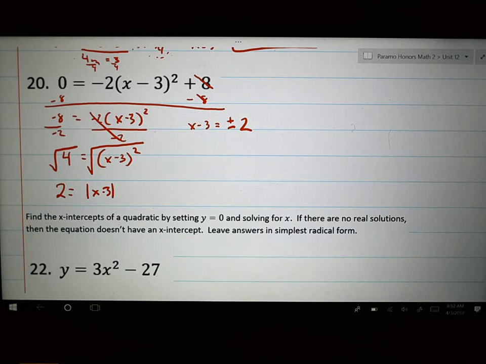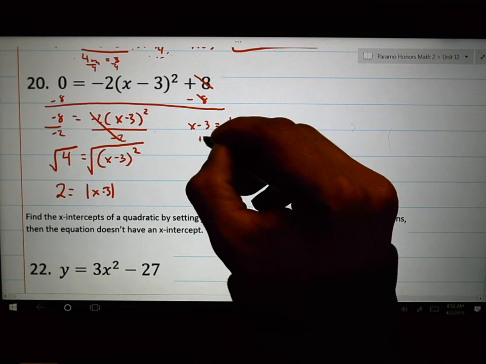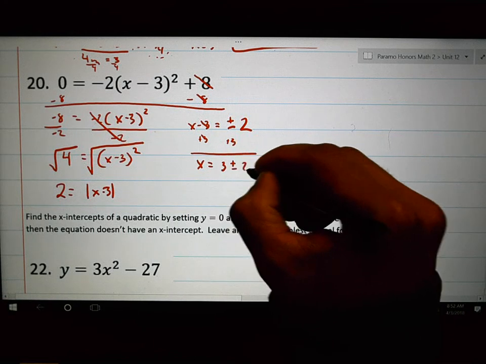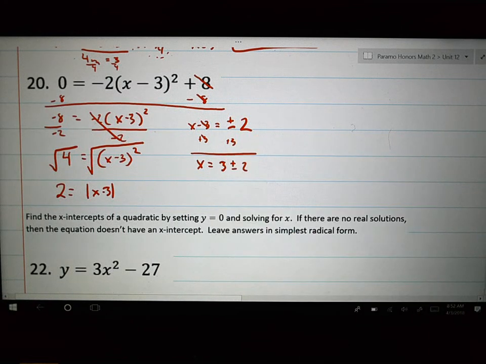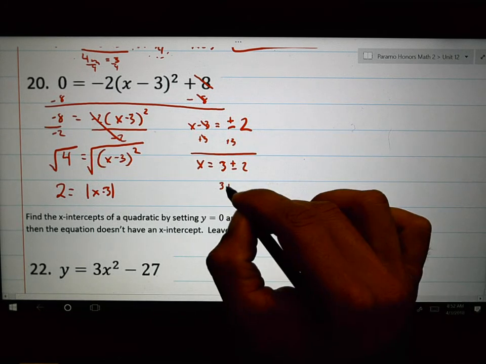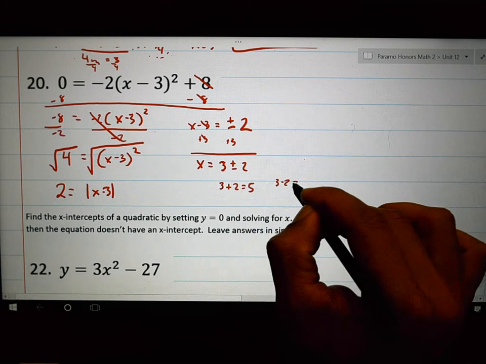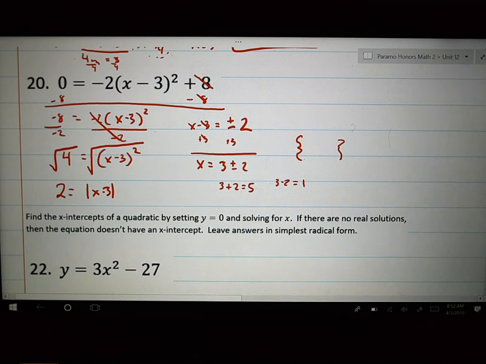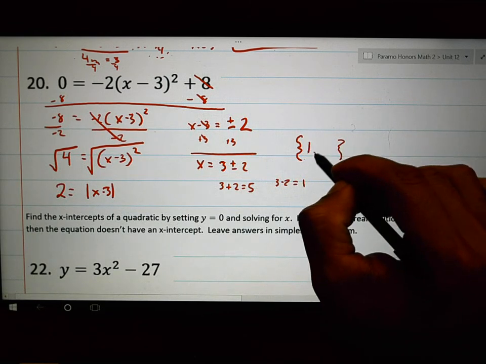If you wanted to split it up and write x minus 3 equals positive 2 or x minus 3 equals negative 2, you could, but I don't. This is the shortest way a lot of math teachers do it. I'm going to add 3. X equals 3 plus or minus 2. Since I can simplify that, I'm going to. 3 plus 2 is... And what's 3 minus 2? And I'm going to put my solutions in a solution set bracket from smallest to largest. 1 and 5.